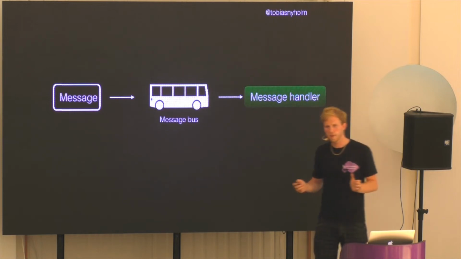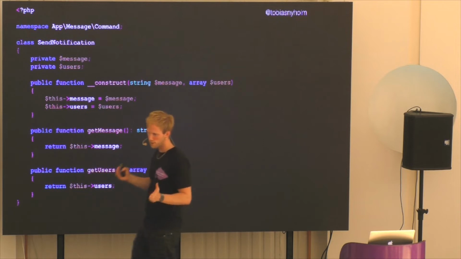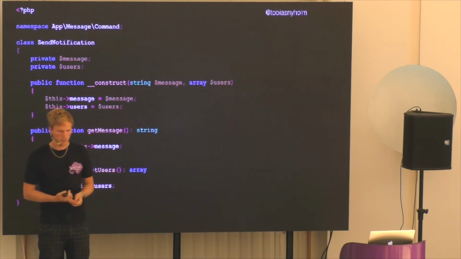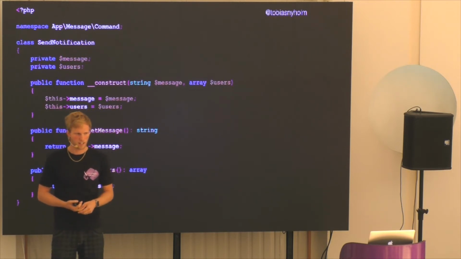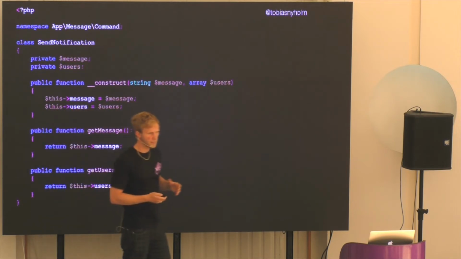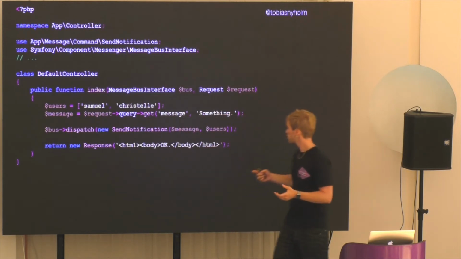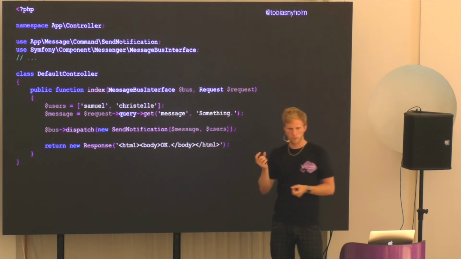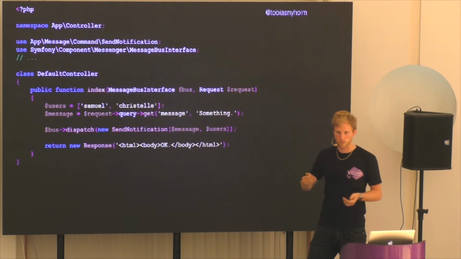And let's look at the message. It's just a simple PHP class. It doesn't extend anything. It doesn't implement anything. Here's a message for send notifications. And I just have two properties and some getters. And in my controller, I want to create this. So I just get something from the request. I get something from HTTP, and I create a new send notification message. And I ask the bus to dispatch it.